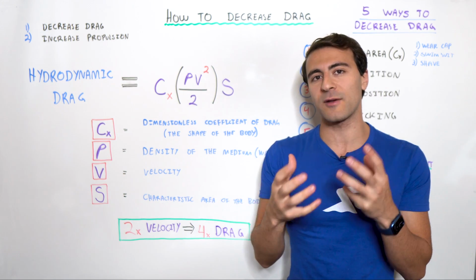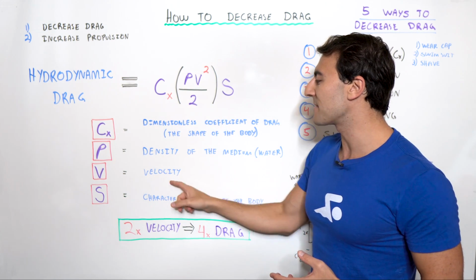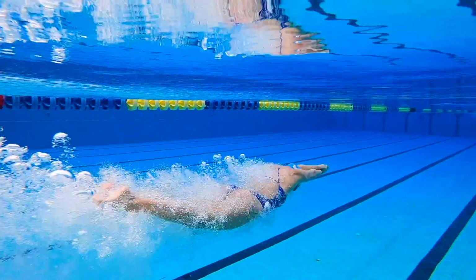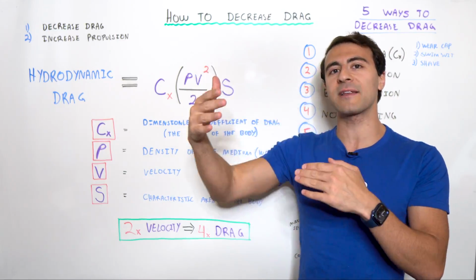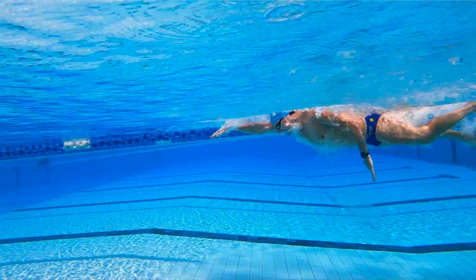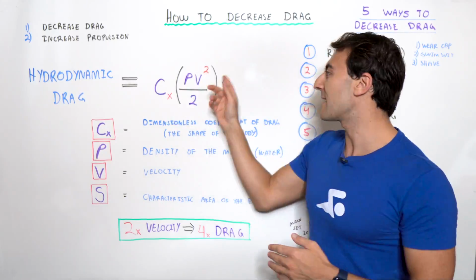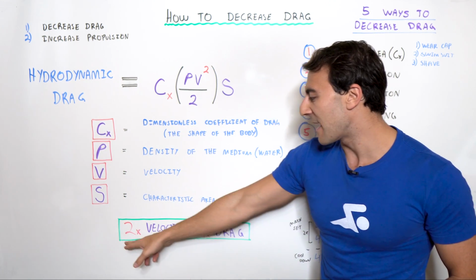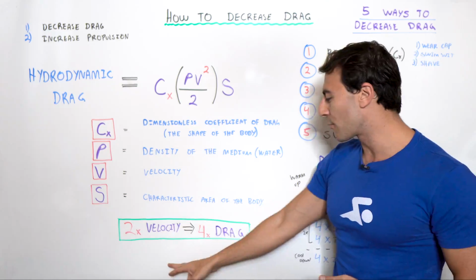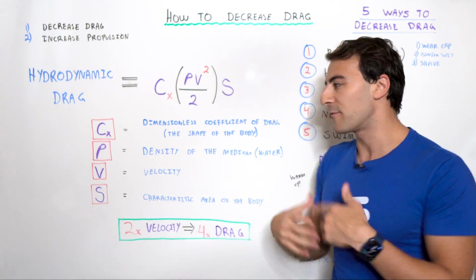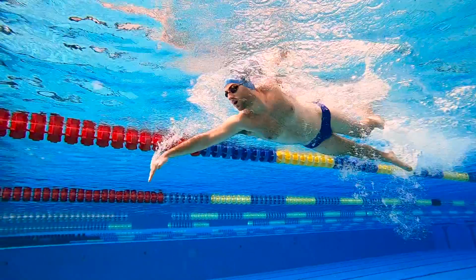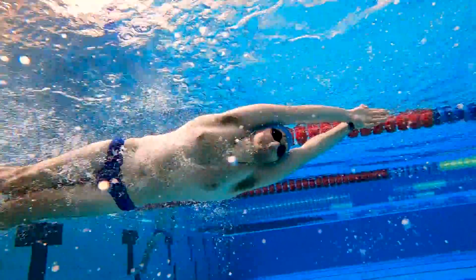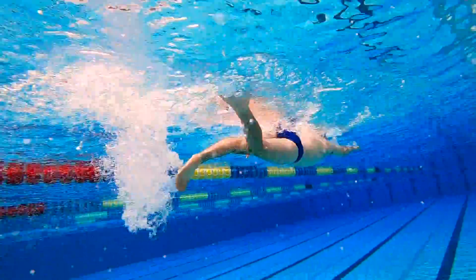Now, what's really important to take away from this equation is that velocity is squared. It's to the power of 2, which means if you increase your velocity by an order of magnitude, you're actually going to increase your drag by a multiple of that exponentially because you are multiplying it by itself. So here's a basic example of that. If you 2x your velocity, you're really 4xing your drag. So if you swim twice as fast, you're actually creating 4 times as much drag. Isn't that incredible? So the faster you go, the more drag you're actually going to create.